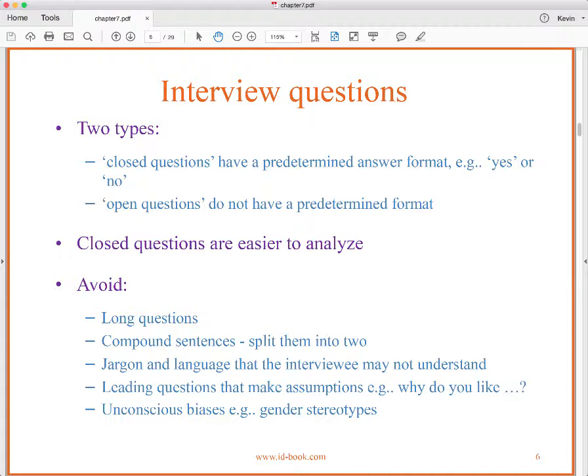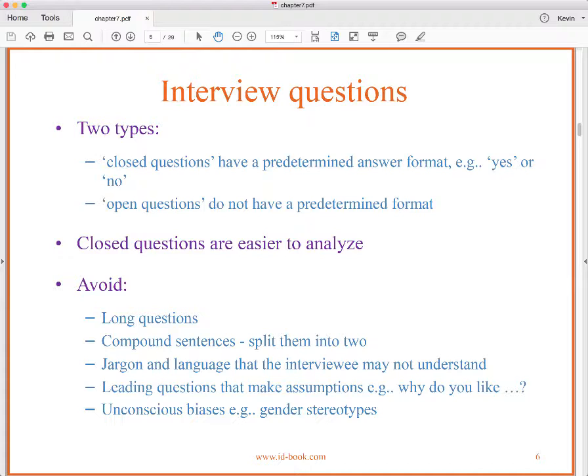So interview questions, you've probably all heard of closed questions and open questions. So closed questions have a predetermined answer format. We're looking for yes or no. We're looking for a choice of A, B, or C. We're looking for a choice of maybe A, B, C, or other. So they have a deterministic answer.